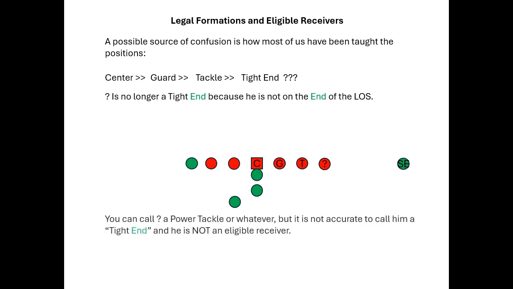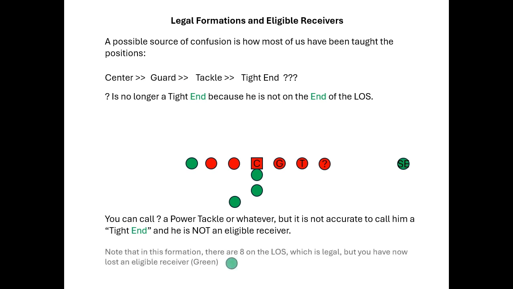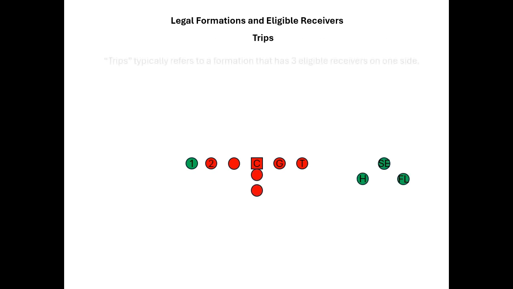Now you can call Mr. Question Mark a power tackle or whatever, but it's not accurate at this point to call him a tight end because he is not on the end and therefore not an eligible receiver.